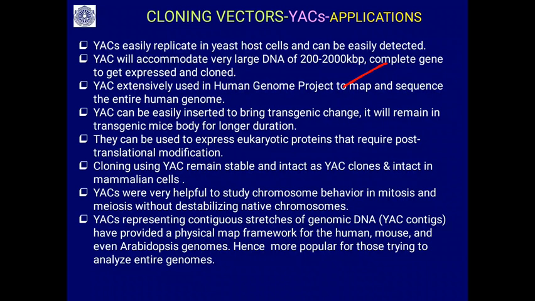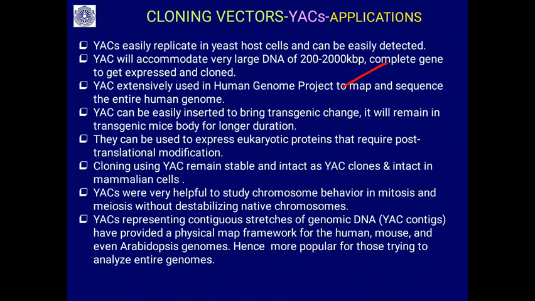Just imagine, more than 2000 kilobase pairs. So it is extensively used in many genome projects: the human genome project, Drosophila genome project, rice genome project, and other genome projects. And we can bring transgenic changes, transgenic mice, pigs, all these. This vector is very useful, and those transgenic changes will remain for a longer duration. They are used to express eukaryotic proteins that require post translational modifications.